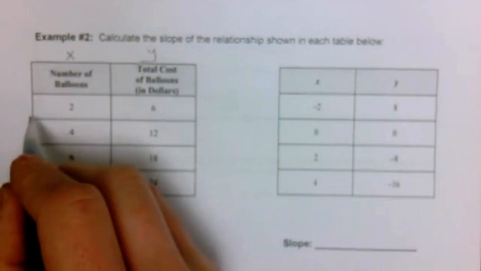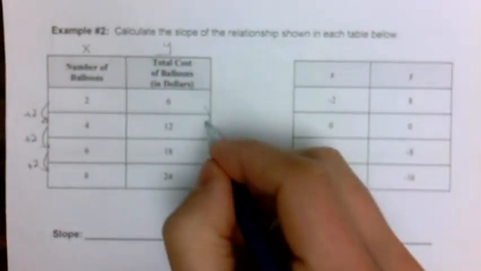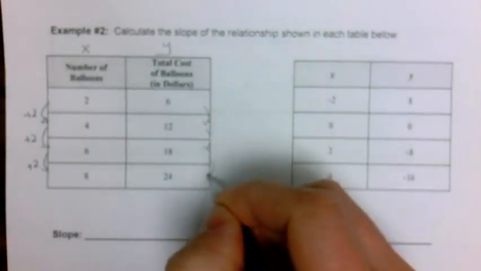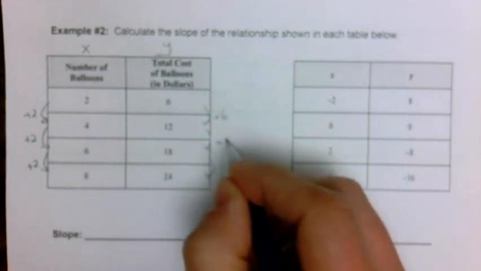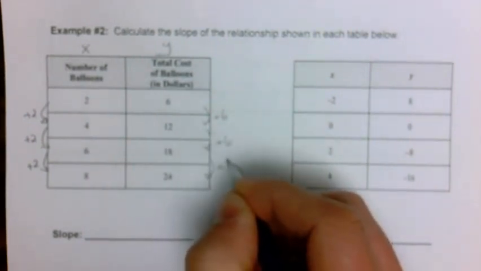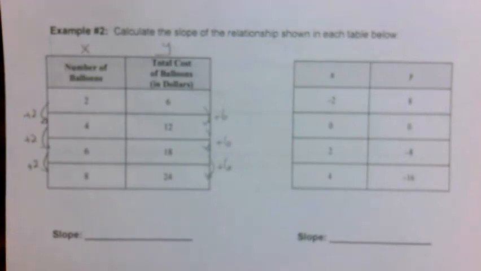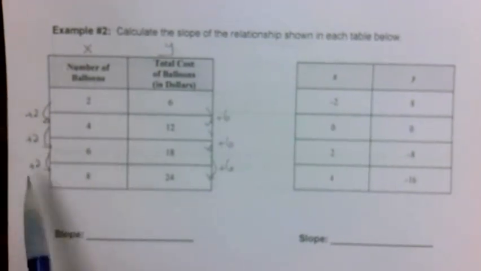We're going to figure out what the change is from row to row. So if we look at the change in x's first from row to row, 2 to 4 is an increase of 2, 4 to 6 is an increase of 2, 6 to 8 is an increase of 2. Then we'll do the same thing in the y's from row to row. From 6 to 12 is an increase of 6. 12 to 18 is plus 6. 18 to 24 is plus 6. And so notice that the change in the x's is constant every time. The change in the y's is constant every time.